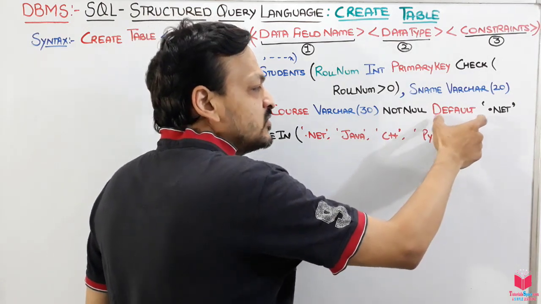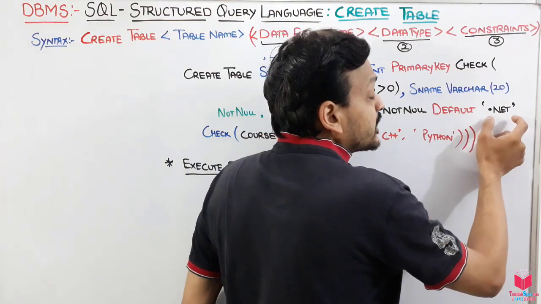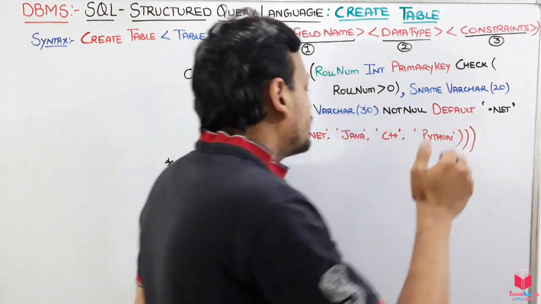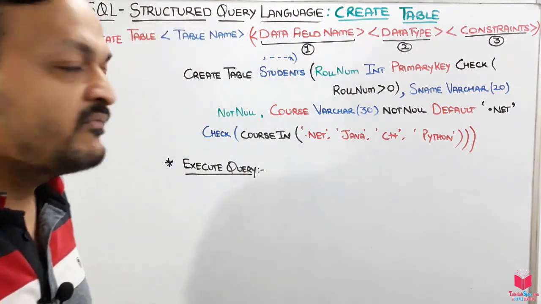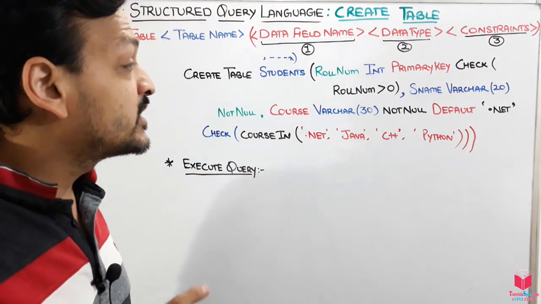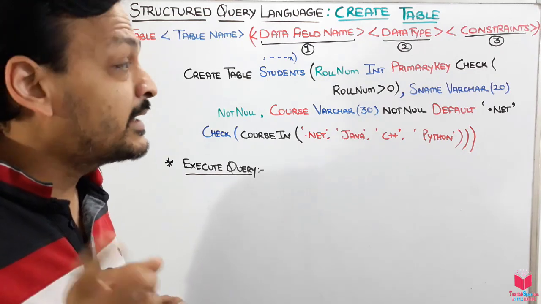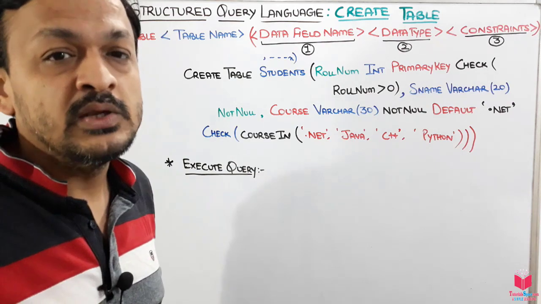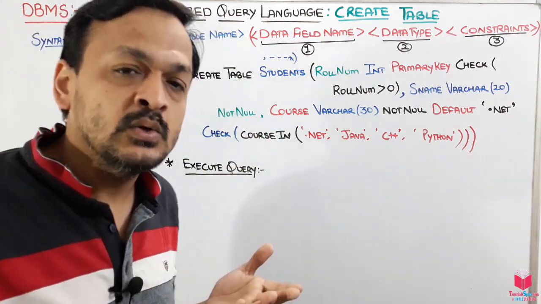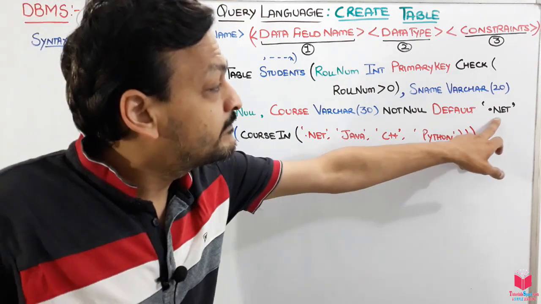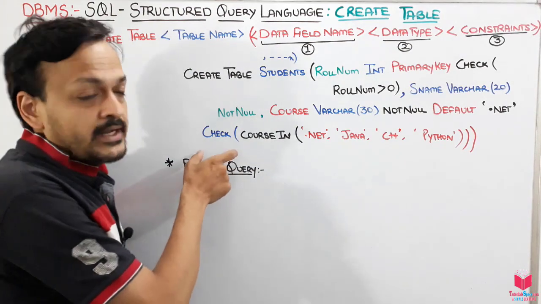And after that I have used one thing, default, and in default I have written .NET. What does that mean? If we are going to enter any value in course, it should not be null, and what is the default value? .NET. Suppose we forget to enter any value, then what will it take? .NET.